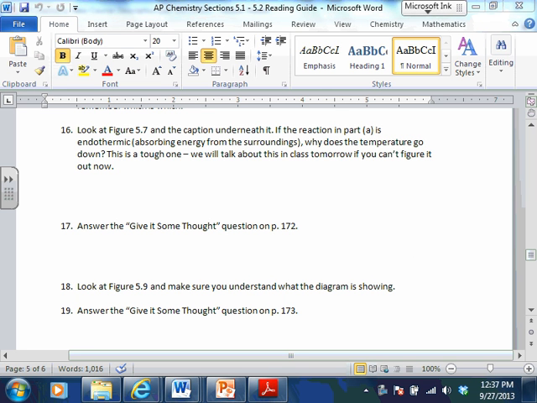So the question is, if the reaction is endothermic, why is it that the temperature goes down? Because if you think about it, endothermic is absorbing energy from the surroundings, right? Wouldn't you think that would make the temperature go up? It's absorbing energy from the surroundings. Do you guys know what I mean by endo and exothermic?